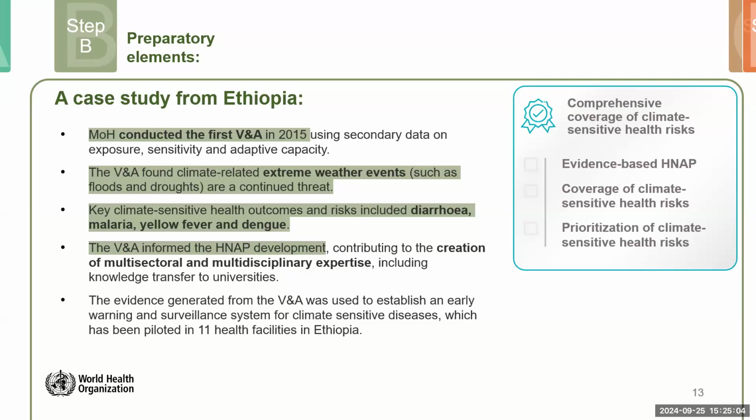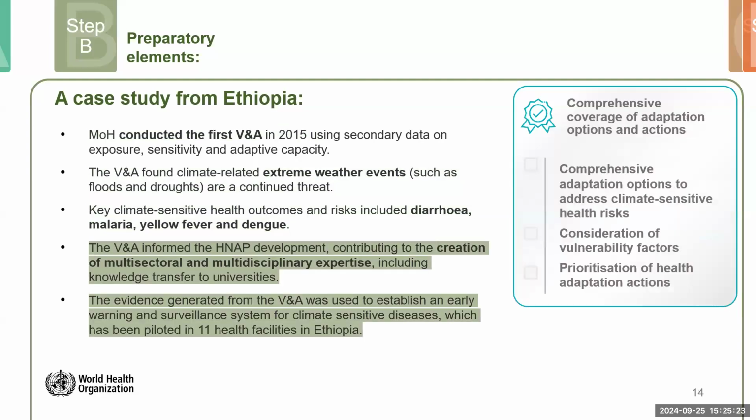And so it is important for us to consider specific populations, especially those in situations of vulnerability, for the range of climate-sensitive health risks. So even if all health risks are considered, it is necessary to prioritize the health risks for the HNAP.